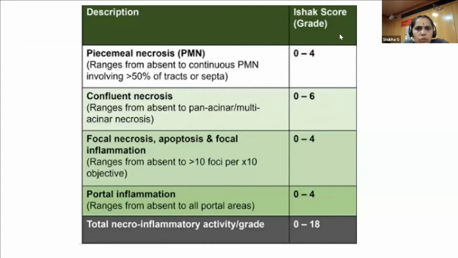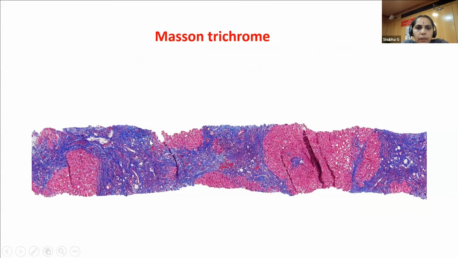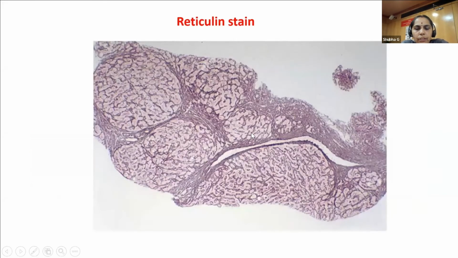patient with the therapy. So this is the Ishak scoring again for piecemeal necrosis, confluent necrosis, apoptosis, and portal inflammation. So this is a Masson's trichrome stain, which is showing nodule formation because of dense fibrous bands. And this is a reticulin stain again, which helps us to delineate those nodules clearly.